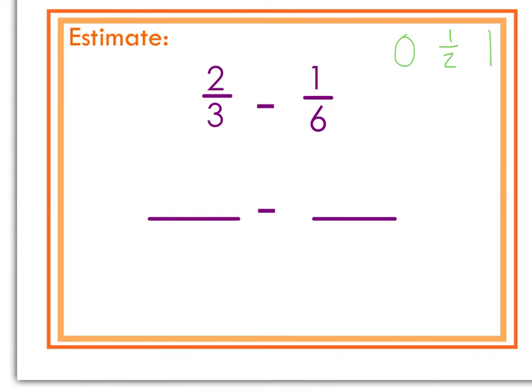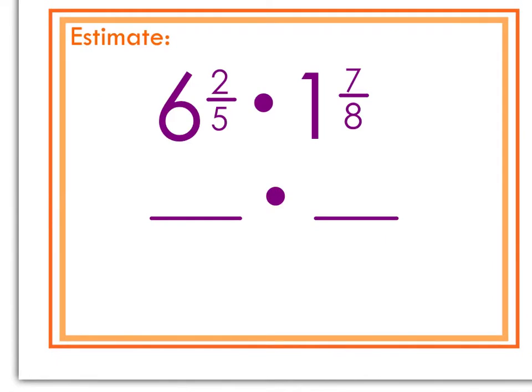So 2/3 is that hard one. Remember, half of 3 is 1.5. So if this is the halfway point, is 2 closer to half, or is it closer to the whole thing? It's actually closest to half. Okay, minus 1/6 is closest to 0, and I get an answer of 1/2.